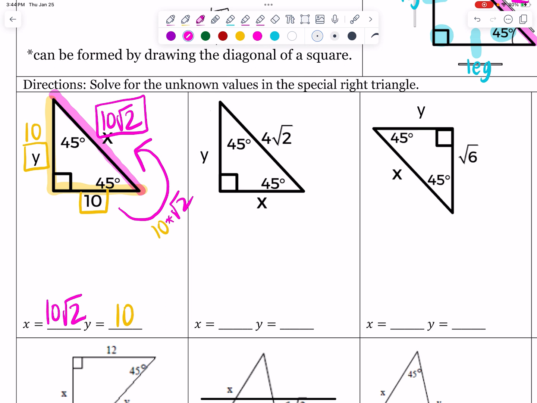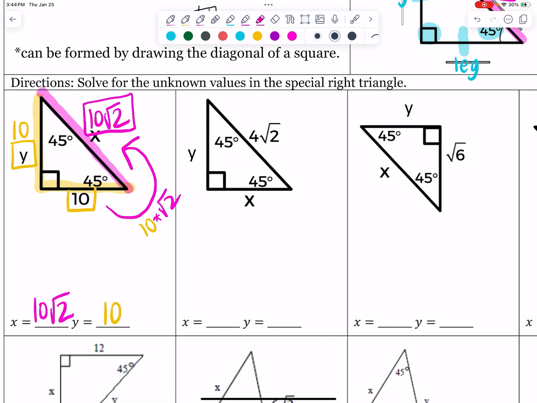Okay. All right. What do we have in our next triangle? Let's start by color coding. Here's my hypotenuse, and here are my legs. So I'm missing both of my legs, but I do have my hypotenuse. What is the hypotenuse? 4 root 2.